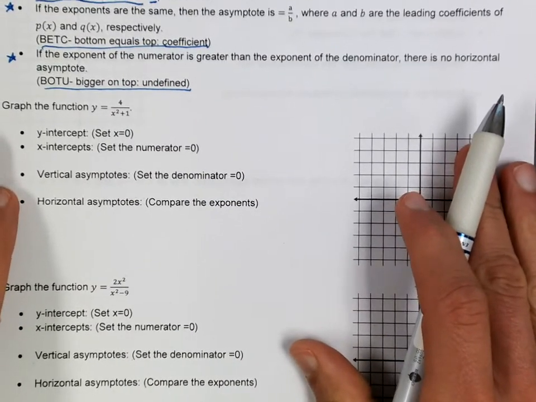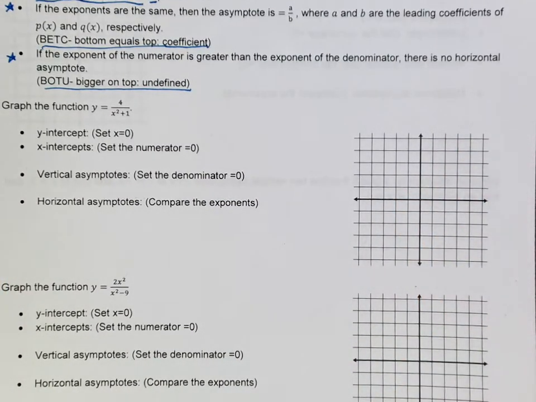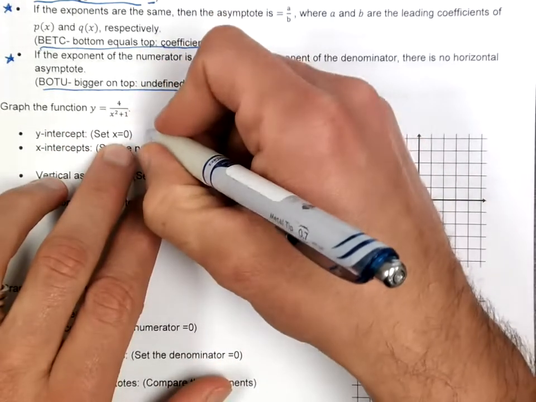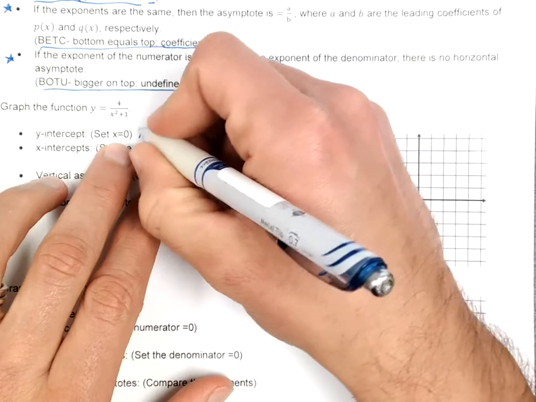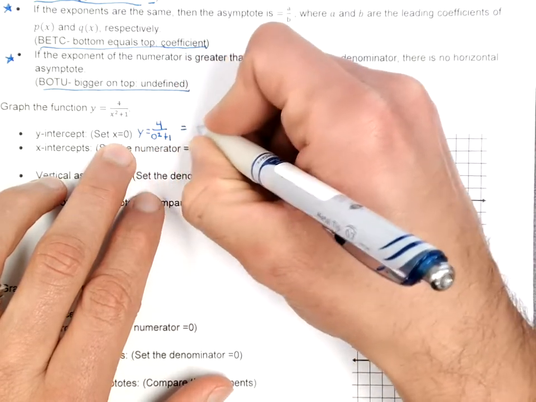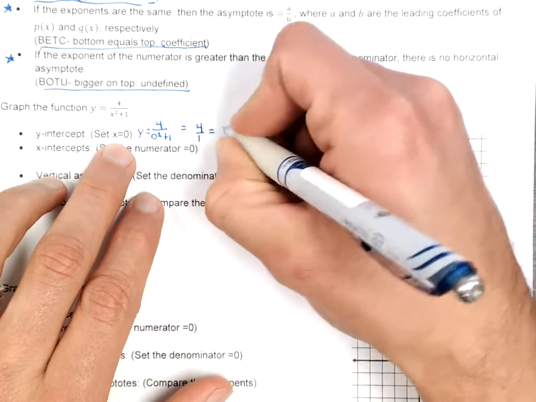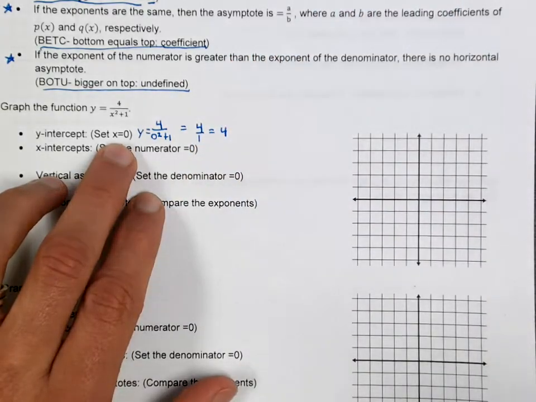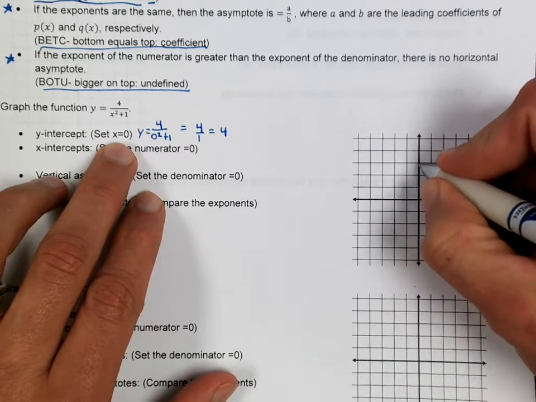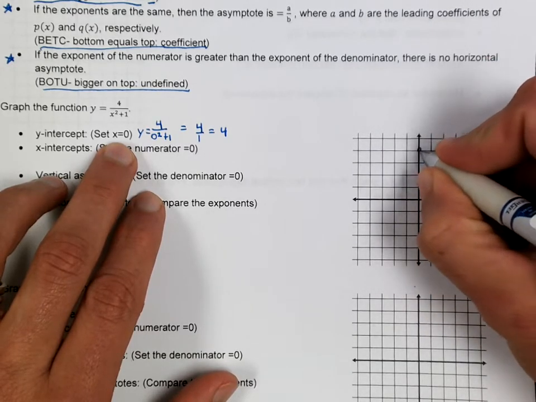So we're going to graph this in the calculator, but we're going to ask you a few questions that you should be able to figure out. If I want to find the y-intercept, I'm going to set the x equal to 0. If I set x equal to 0, I would get 4 over 1, which is just 4. So my y-intercept would be (0, 4). That would be, let's see, 1, 2, 3, 4, right there.